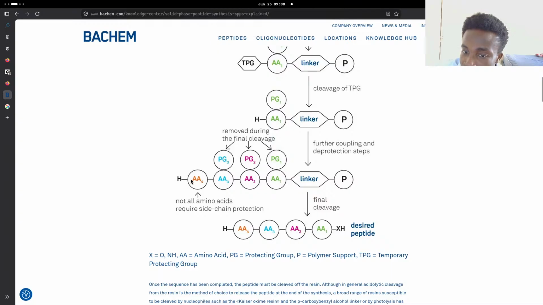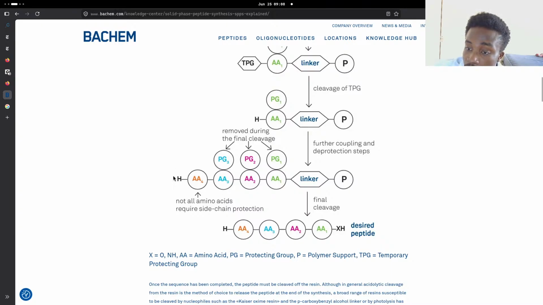So by the time we're done, I would assume there should be a temporary protecting group here, right? And then with this temporary protecting group, we cleave it. Or maybe we can just cleave it in the final step, because all these are protected anyway. So let's assume we cleave this in the final step.